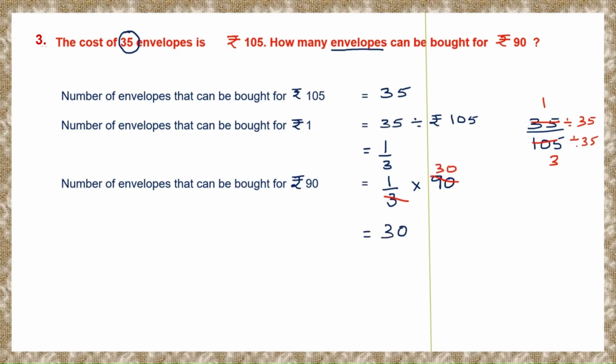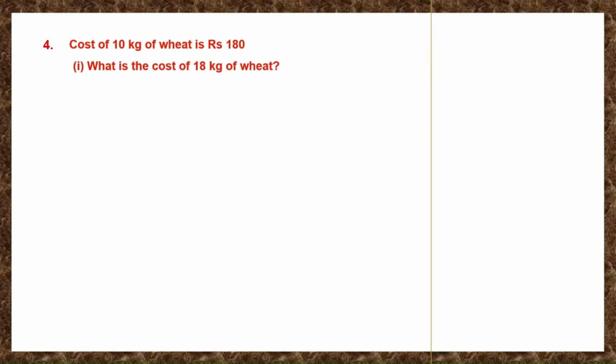So that is our answer. For 90 rupees we can buy 30 envelopes. So our final answer is 30 envelopes. Cost of 10 kg of wheat is given. 10 kg of wheat is given as rupees 180. We've been asked to find the cost of 18 kg.